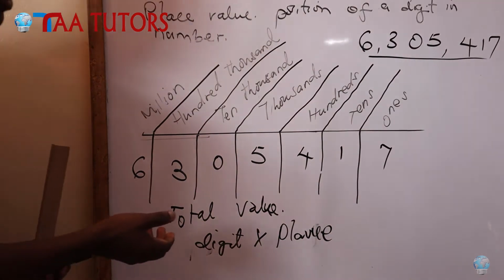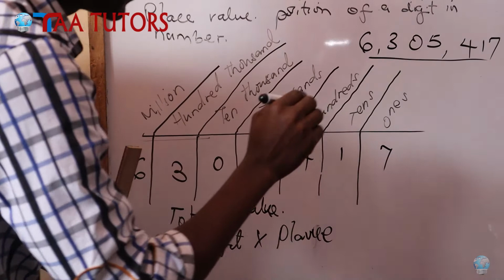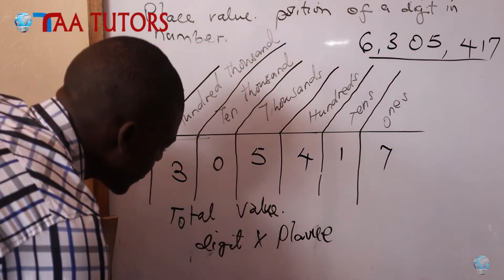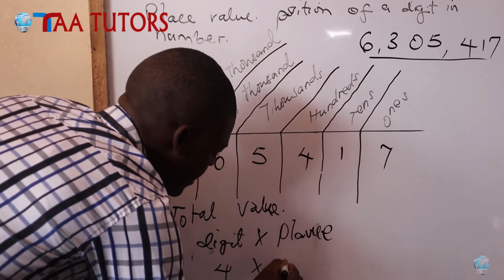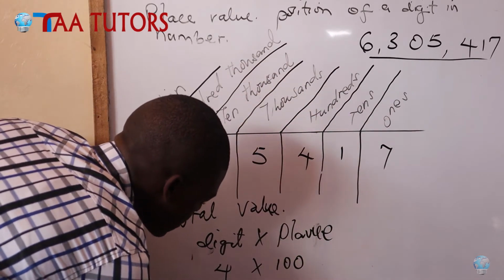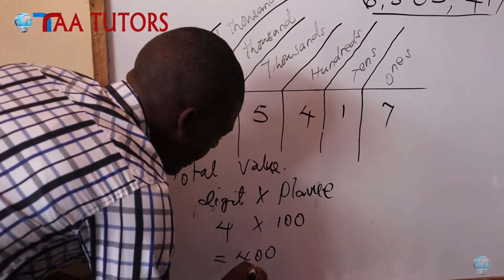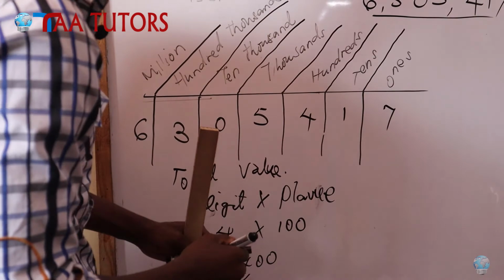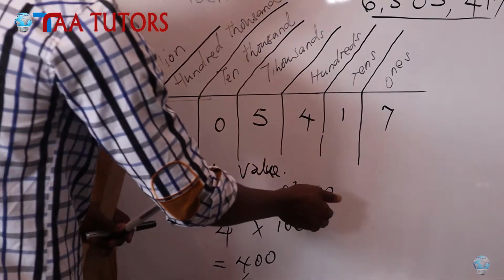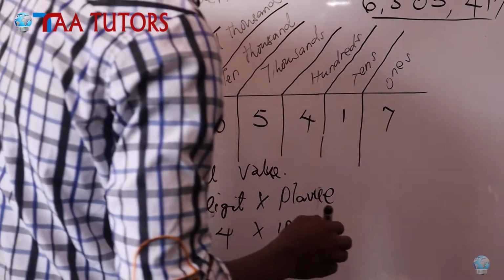We've seen that the place value of digit 4 in the number is hundreds. We will take 4 and multiply by the place value, that is 100, so that the total value of 4 in the number is 400. Total value is the product of the digit and its place value in the number. I think I'm clear about that. Let's do this.